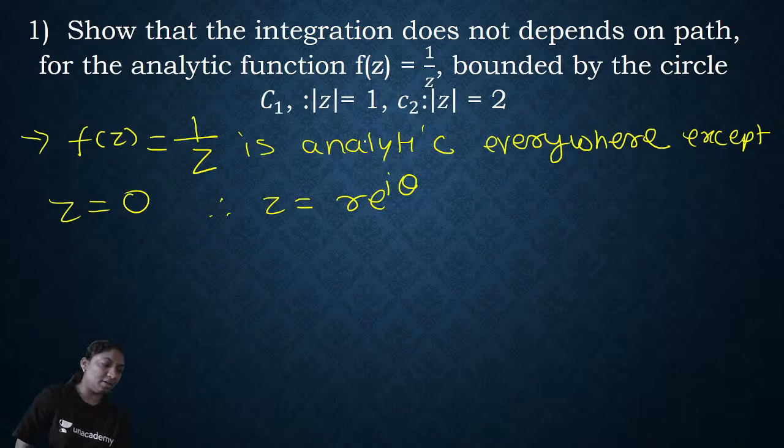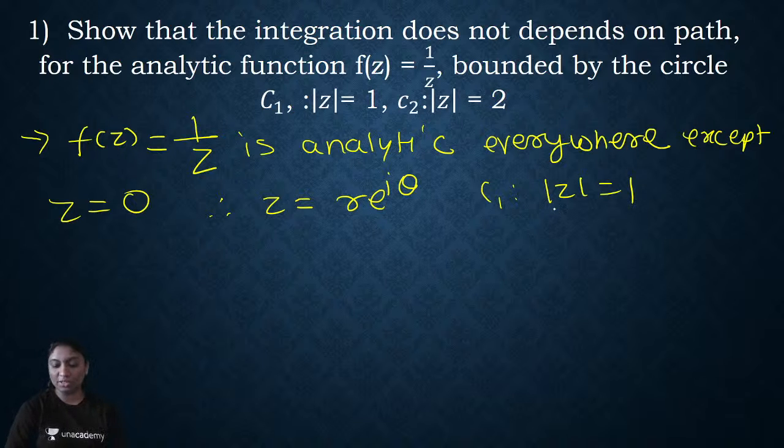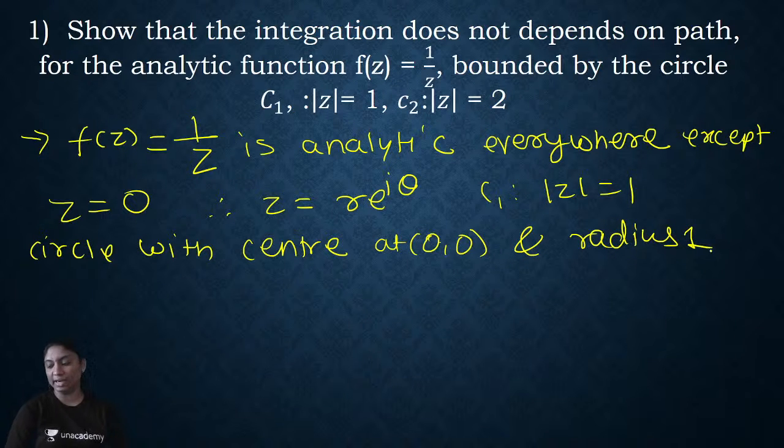अब हम लोग पहले वाला कर्व लेंगे जहाँ पे c1 is equal to mod z is equal to 1 है, तो वहां पे रेडियस ये क्या होगा, c1 is equal to mod z is equal to 1. So mod z है standard circle है, this is a circle with center at 0 0 and radius 1, right? Circle with center at 0 0 and radius 1. So you will get here circle with center at 0 0 and radius 1.